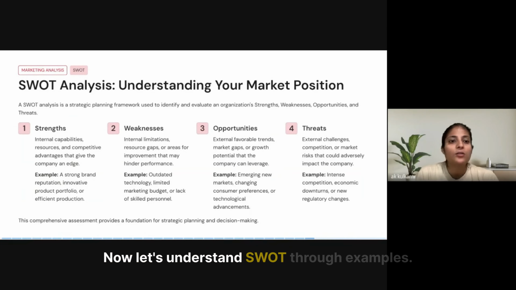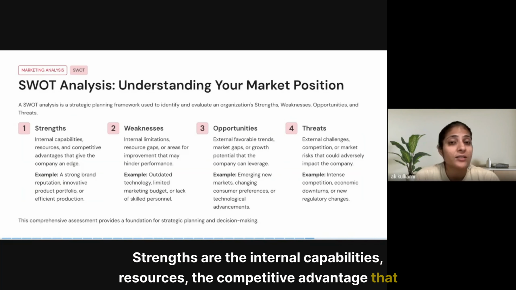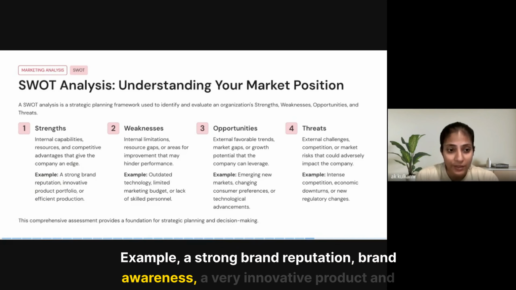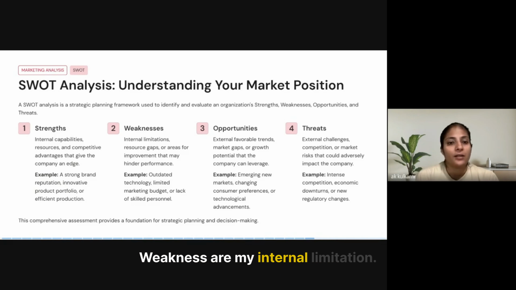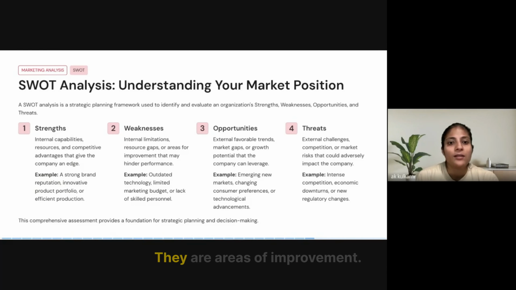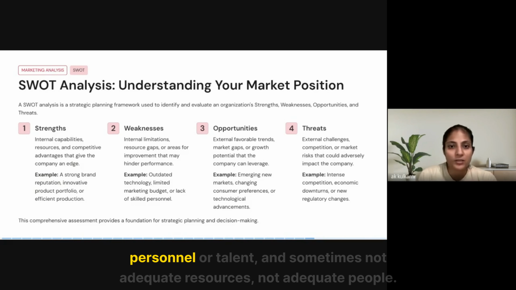Now let's understand SWOT through examples. Strengths are the internal capabilities, resources, the competitive advantage that gives a company an edge. Example: a strong brand reputation, brand awareness, a very innovative product, and an efficient production line. Weaknesses are my internal limitations. They are the gaps in my company, or the chink in my armor. They are areas of improvement which may hinder performance. Example: using outdated technology, limited marketing budget, and lack of skilled personnel or talent.